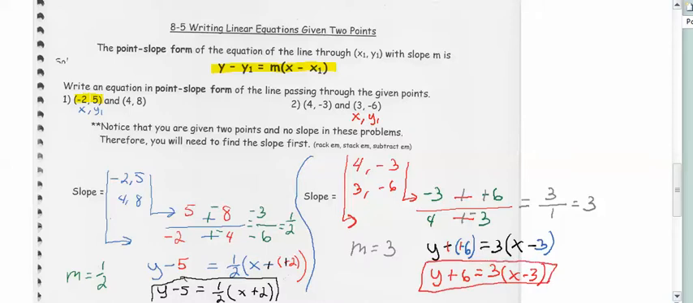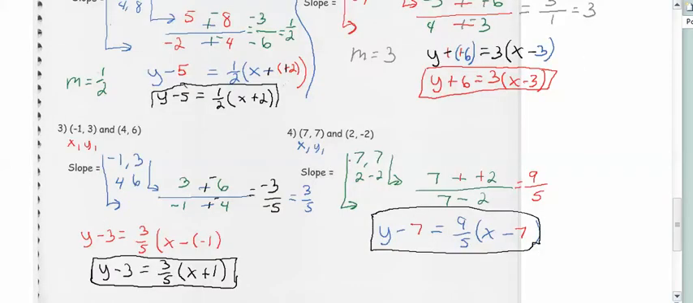Okay, I'm going to let you try the last two, and then I want you to come back and check. Okay, and I went ahead and did the work on my part here, and you can see on number 3, I ended up with a slope of 3 over 5 if I did everything correctly, and I inserted it into my point-slope form, and I got y minus 3 is equal to 3 over 5 times x plus 1, because I did the change there.